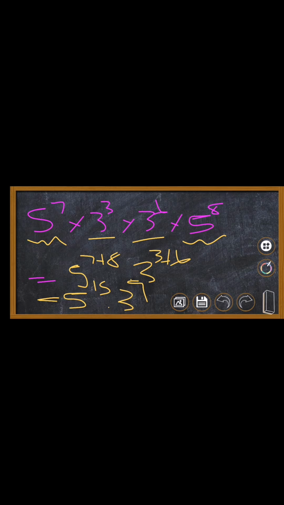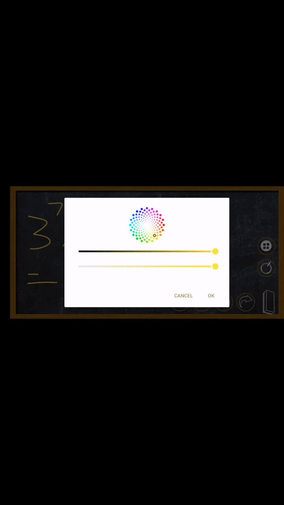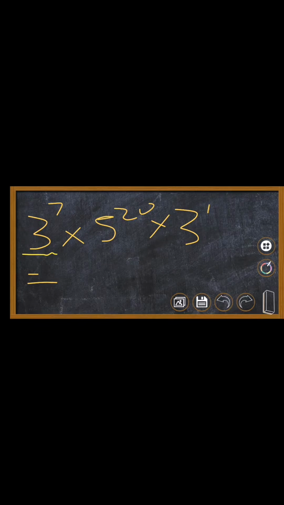All over. Now let's have a look at our denominator, which was 3 to the power of 7 times 5 to the power of 20 times 3. And we said if a whole number does not have a power, then the power is 1. So we identify our terms that have the same base. In this case, that's 3. So 3 to the power of 7 plus 1 is equal to 3 to the power of 8. And the 5 stays the same because it's only 5 to the power of 20. So it's going to be 3 to the power of 8 times 5 to the power of 20.